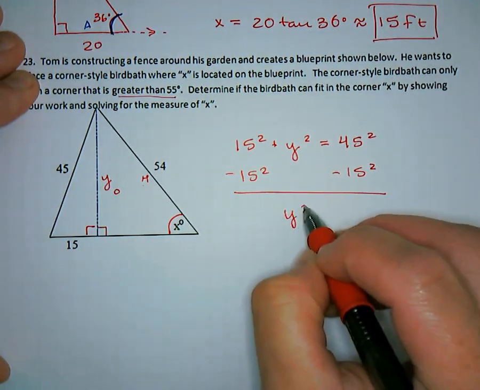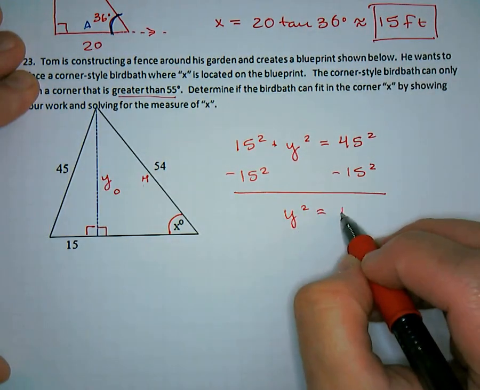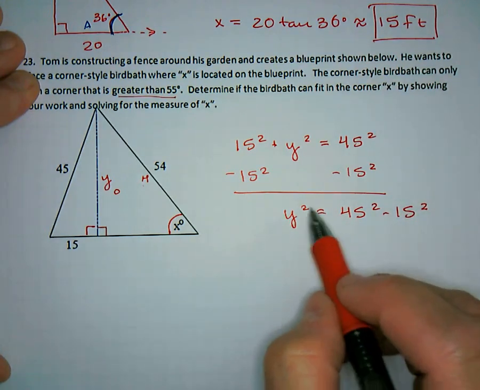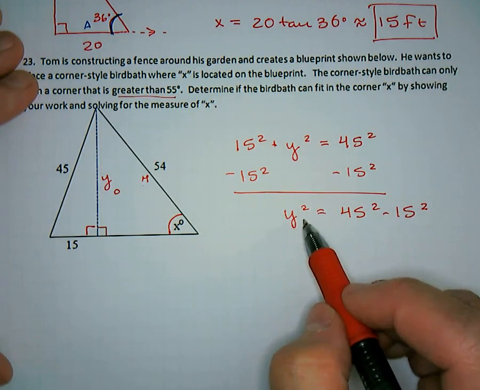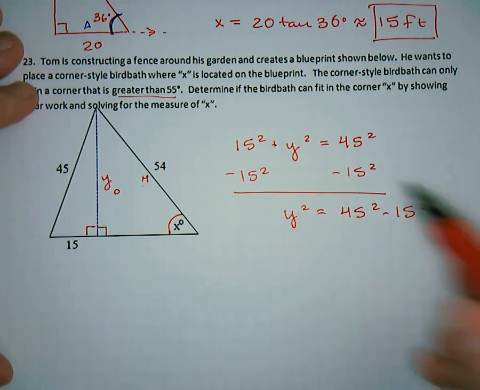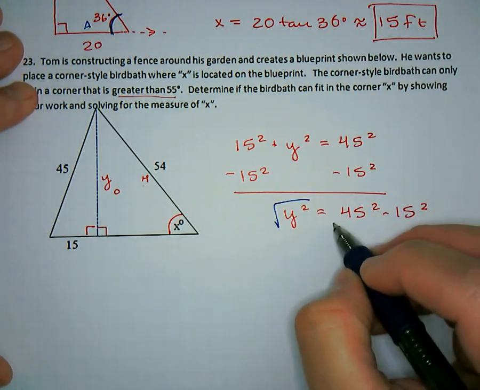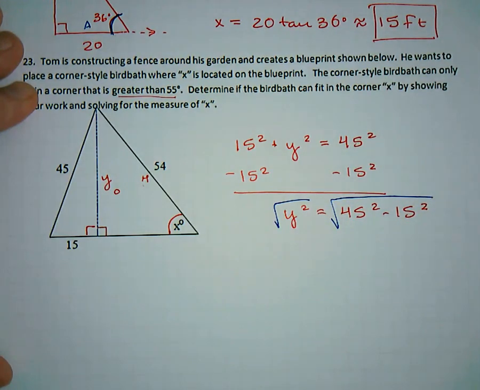So our y squared is going to be equal to 45 squared minus 15 squared. But we're trying to get this y by itself, that individual height. We're not looking for y squared, we're looking for y. So we have to undo a square with a square root. So let's take the square root of both sides now.